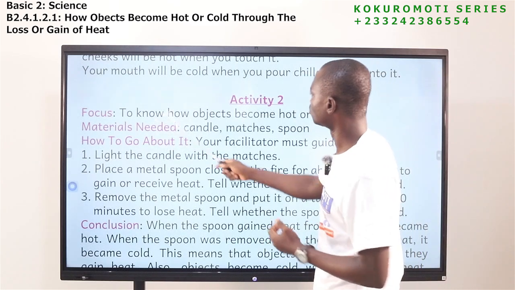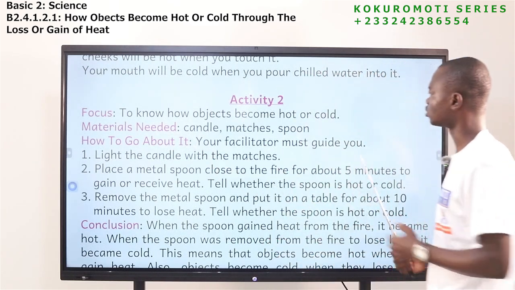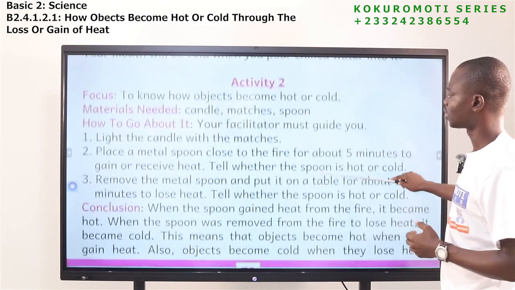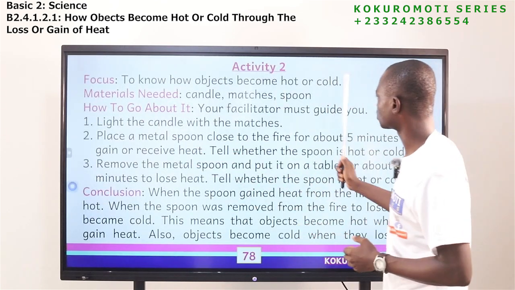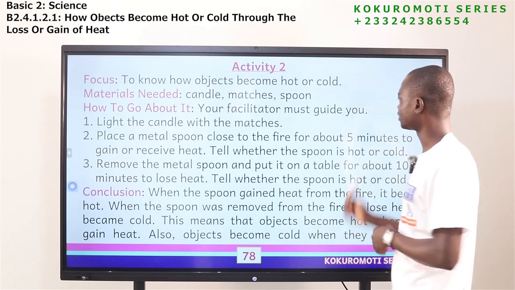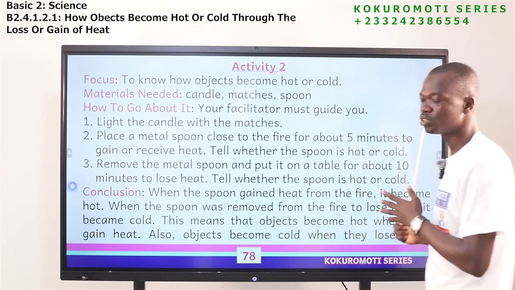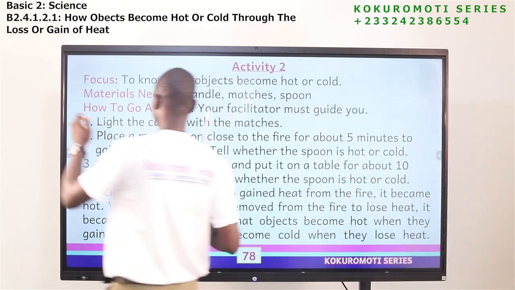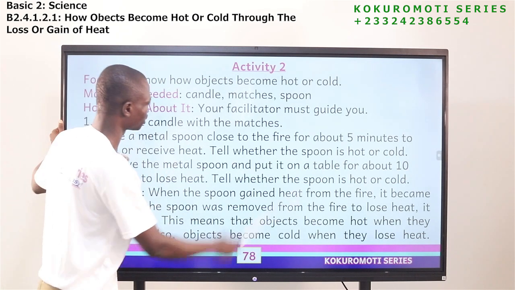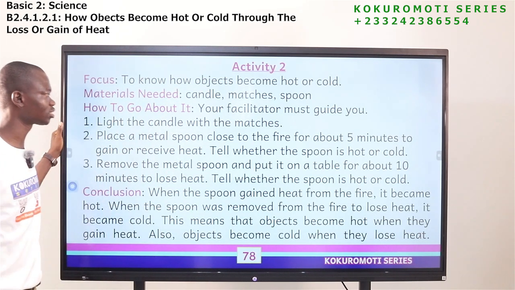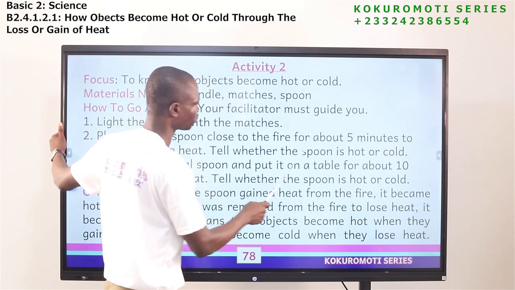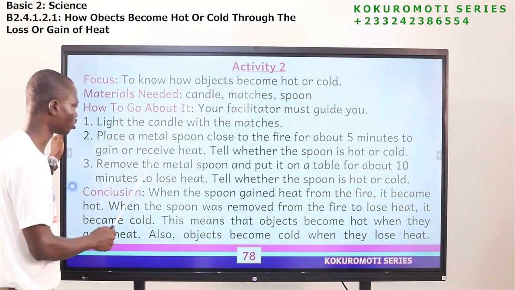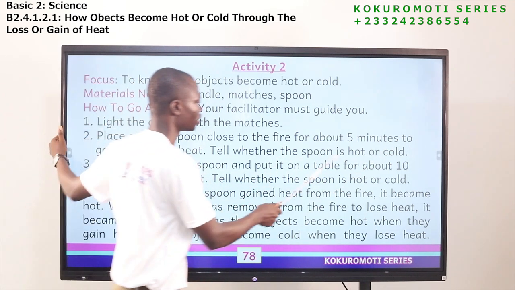So that is first one. Second one, to know how objects become hot or cold. Okay, so let's go through this. What materials do you need? Candle, matches, spoon. How to go about it? Your facilitator must guide you. So before you do this, your teacher or somebody should be there. Light a candle with the matches. Place a metal spoon close to the fire for about 5 minutes to gain heat or receive heat. Tell whether the spoon is hot or cold.